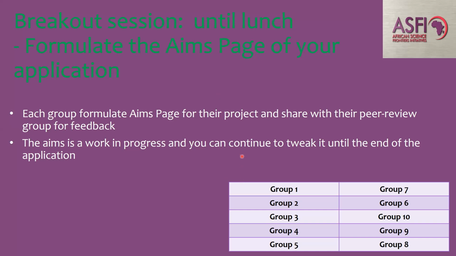Okay, Salma, and then we'll have Felix. Go ahead. Yes, thank you. In Group 8, we have 3 suggested titles for 3 different kinds of projects. Do we have to formulate the aims for the 3 of them, or do we have to choose one and go ahead?